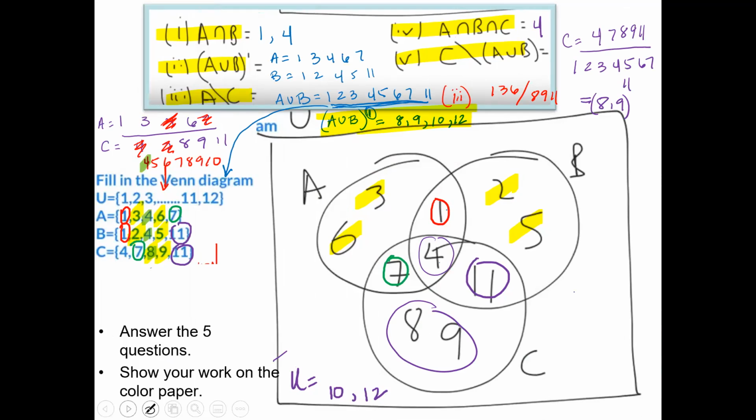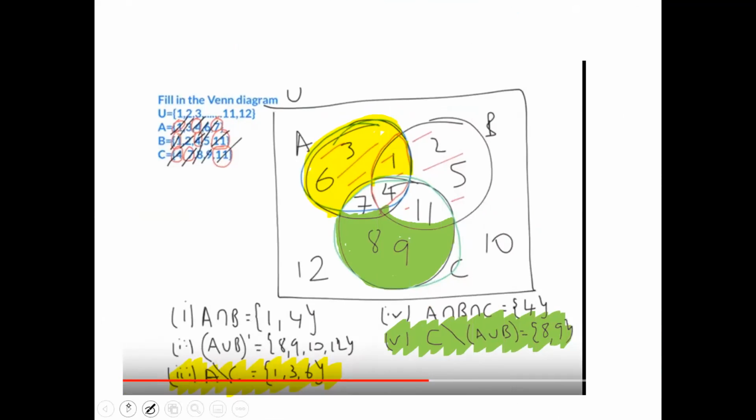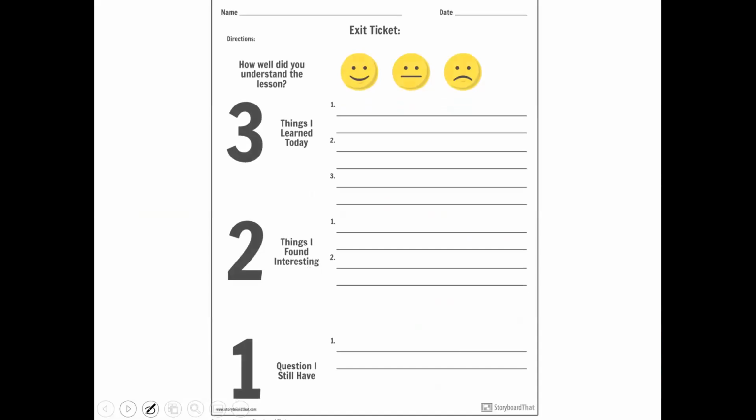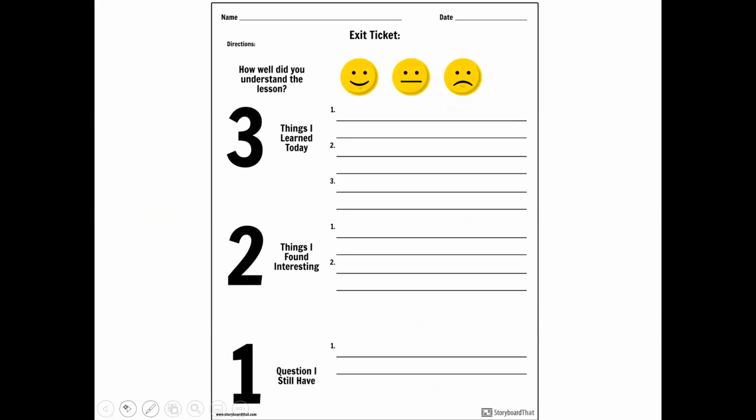All right, you guys, let's go on to the next part. Okay, so looking at those two different examples that we went over today, make sure you guys understand this and do your exit ticket. So I have a 3, 2, 1, 3 things that you learned today, 2 things that you found interesting, and then 1 question that you may still have. So make sure you have that completed. Pause the video.